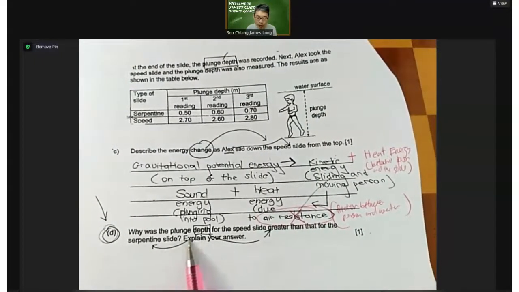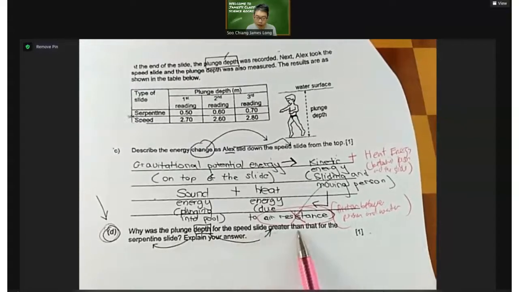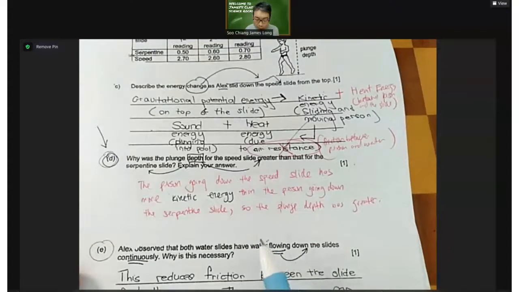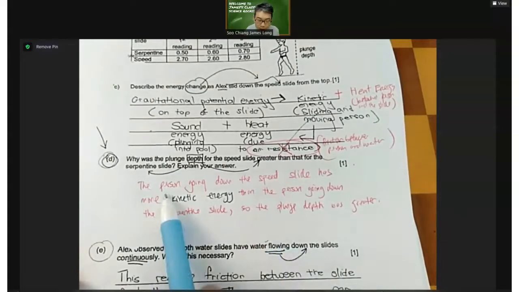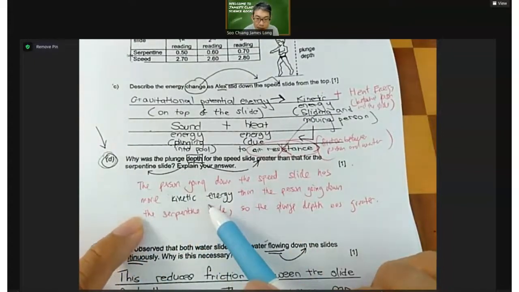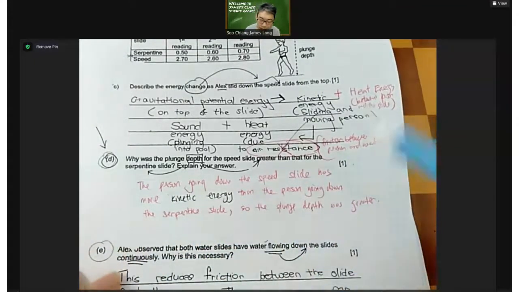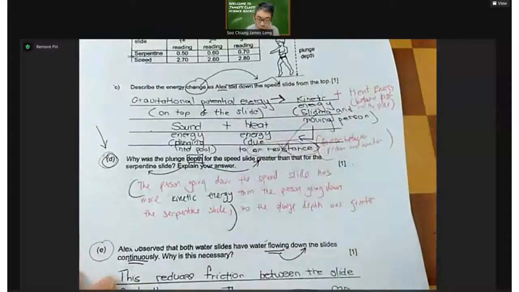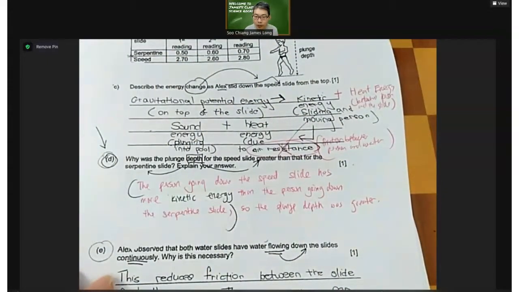So why was the plunge depth for the speed slide greater than for the serpentine slide? And this is how I will answer this for you. The person going down the speed slide has more kinetic energy than the person going down the serpentine slide. This alone should give you that 1 mark. So of course it will move further. The plunge depth was greater.